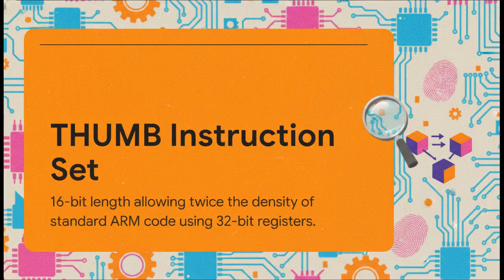But here's a really interesting problem. 32-bit instructions take up a lot of memory space. So what if you need to squeeze more code into a tiny little embedded chip without losing the processing power of a 32-bit register? Enter the Thumb instruction set.